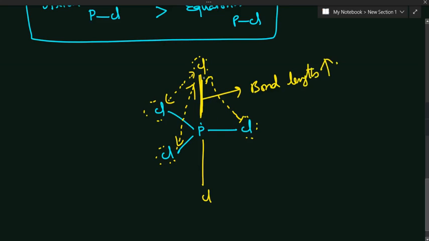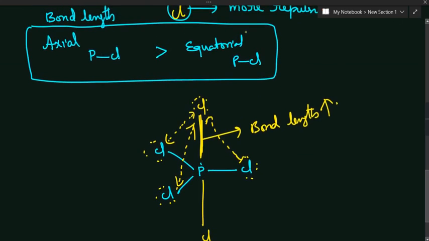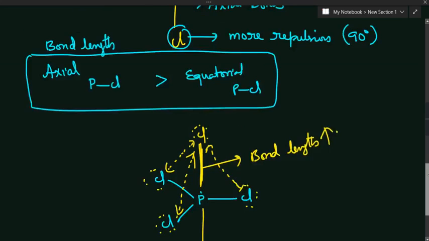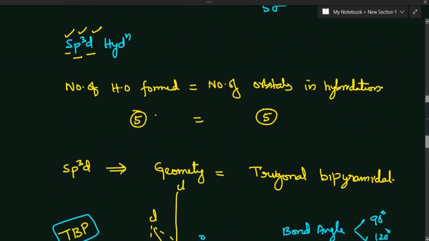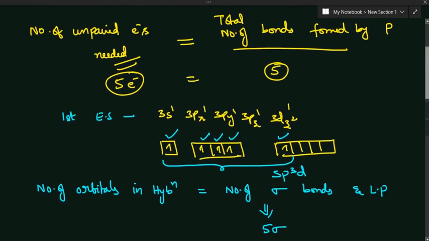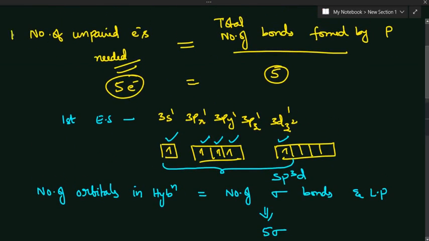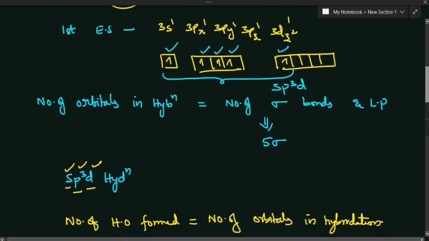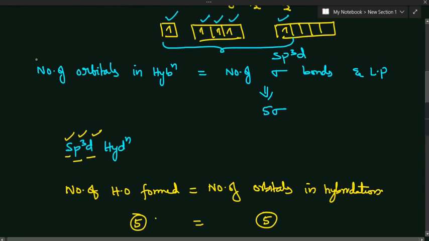This axial Cl experiences more repulsions when compared to that of equatorial Cl. Therefore, axial P-Cl bond length is more than that of equatorial P-Cl bond length. So that is about the structure of PCl5 in detail. We need to think about three steps. First one, how many unpaired electrons are needed? Second, number of orbitals in hybridization, and third, number of hybridized orbitals formed.